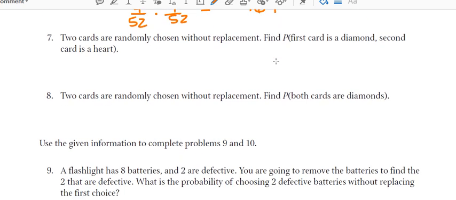You've got 2 cards chosen without replacement. I want to know the probability the first one's a diamond, the second one is a heart. So the probability the first one is a diamond is 13 out of 52. The probability that the next one is a heart, well, there's 13 hearts, but now there's not 52 cards left, there's only 51 cards left. So when we multiply and simplify, you end up with 13 over 204.